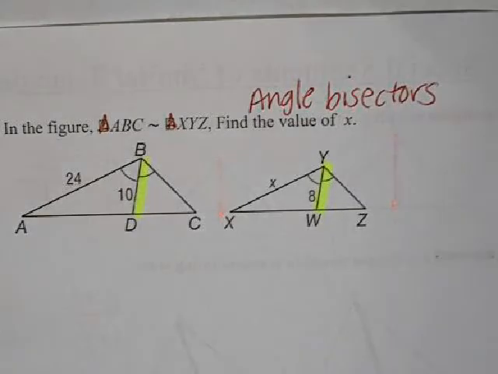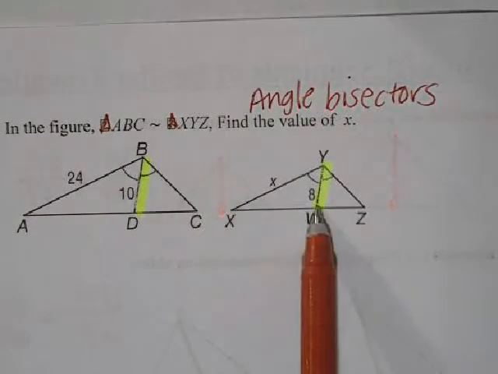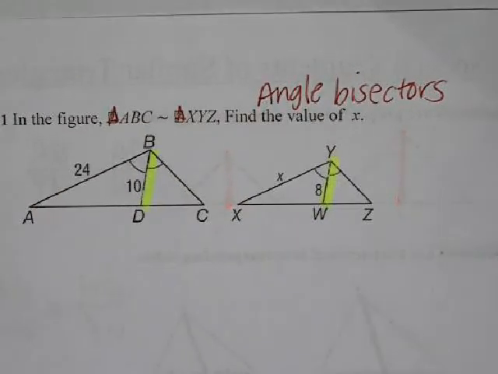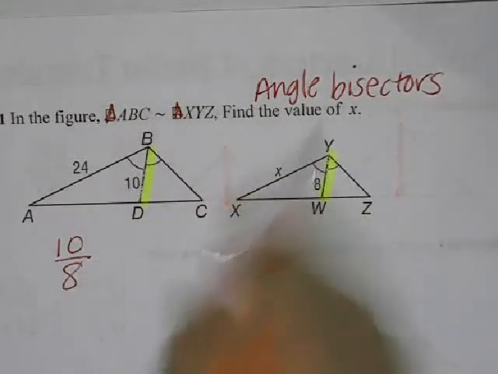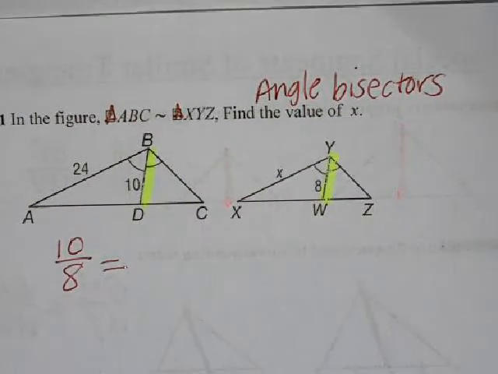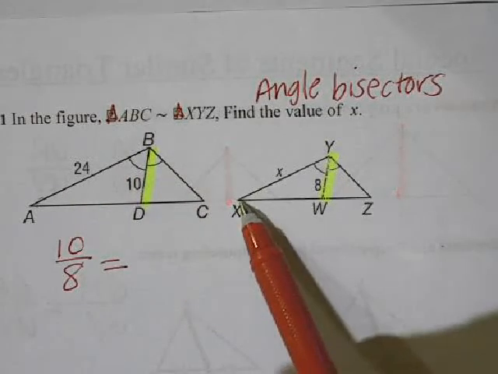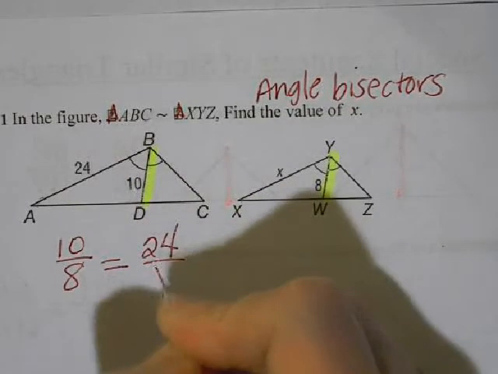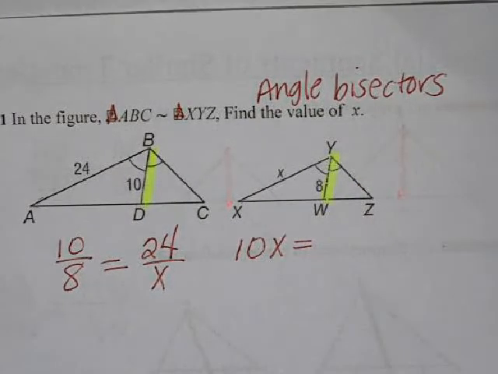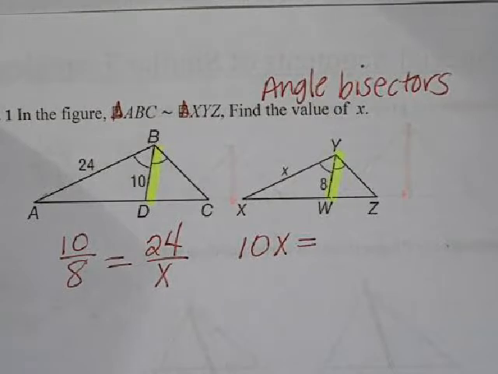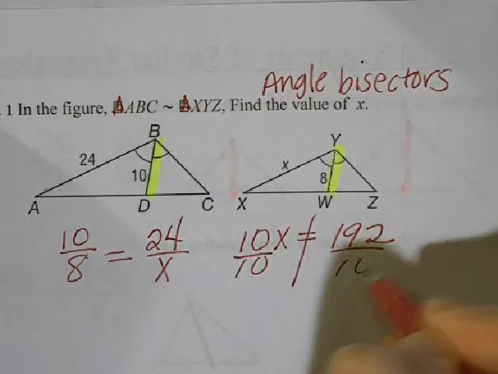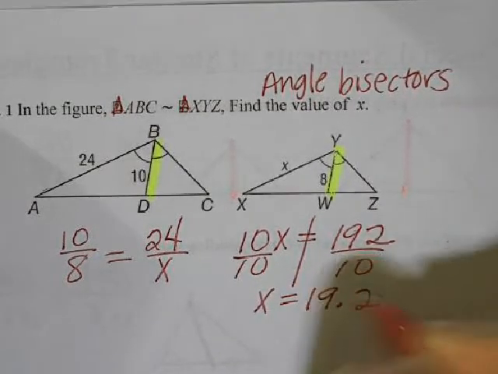Okay, so we can say that the ratio of the angle bisectors is congruent to the ratio of another corresponding side on the triangle. So we can say 10 over 8, so we just make a fraction of the yellow lines, 10 over 8, those are the angle bisectors, is equal to, and now 24, what does it correspond with? x. So we would say 24 over x, and then we just cross multiply and solve. So we get 10x equals, let's do 8 times 24, 192, and then we divide by 10, so x equals 19.2.